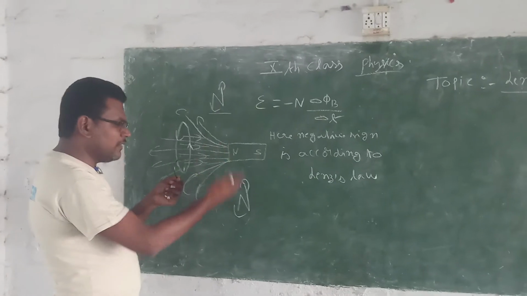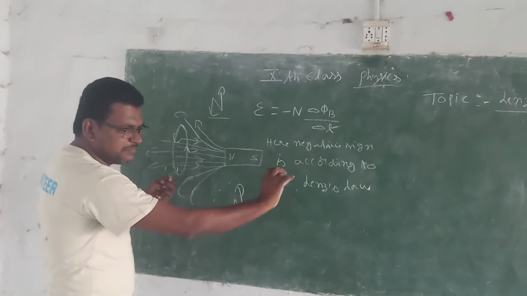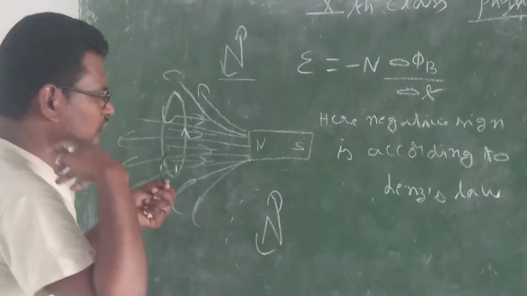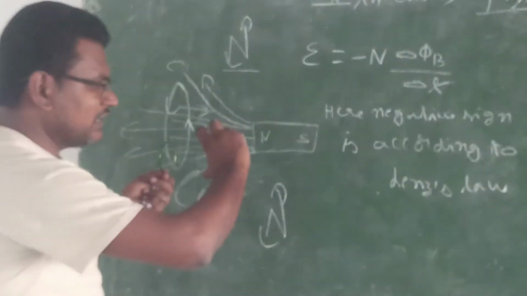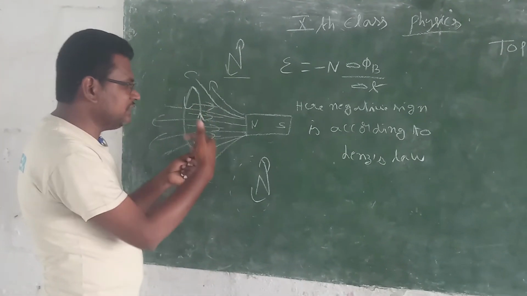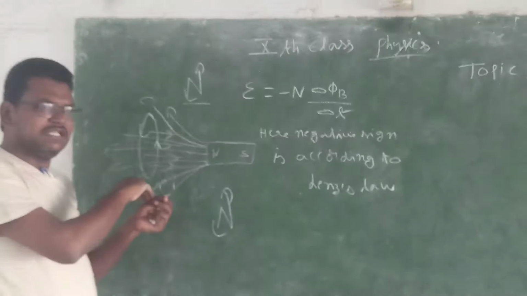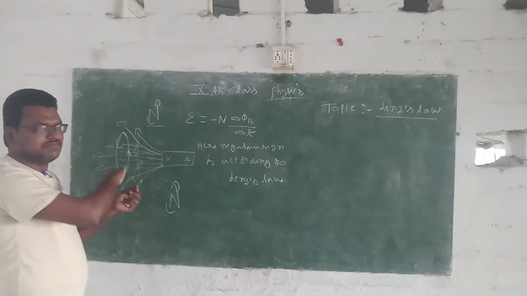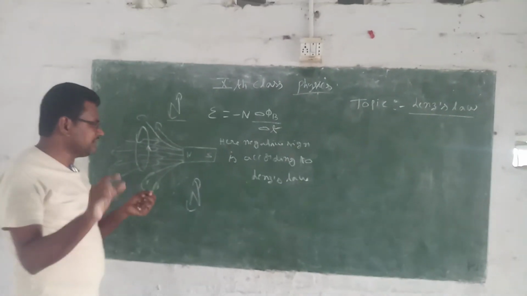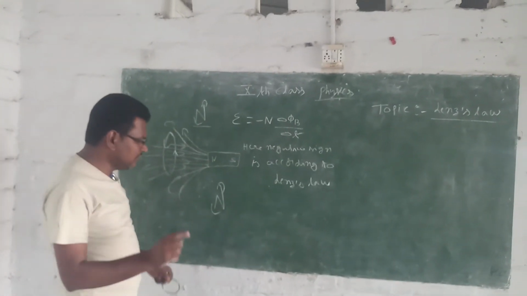By overcoming this force of attraction, if we want to move the north pole of the magnet away from the coil, the external agent has to do the work. That means we have to give mechanical energy, and this mechanical energy converts into electric energy in the coil. So in this way, mechanical energy is converting into electric energy, and in Lenz's law the law of conservation of energy holds good. So this is Lenz's law and the law of conservation of energy.